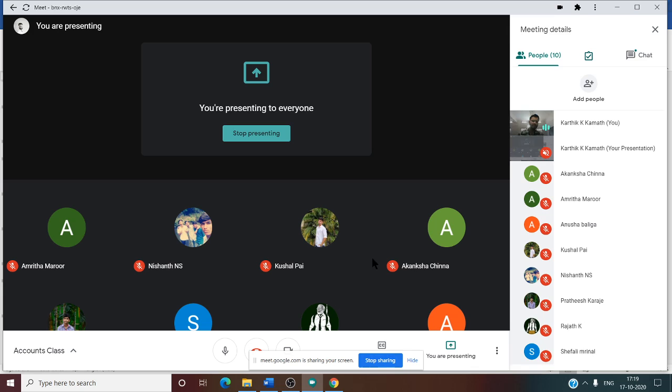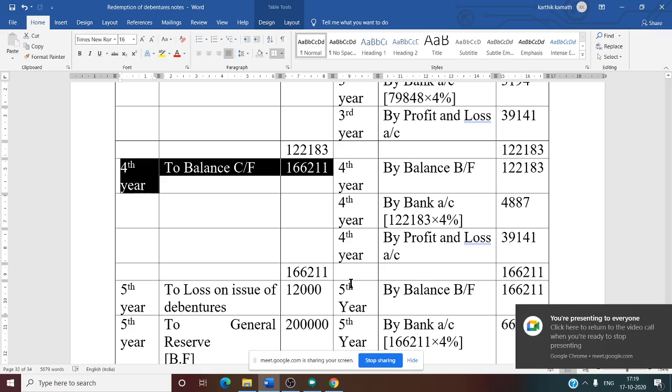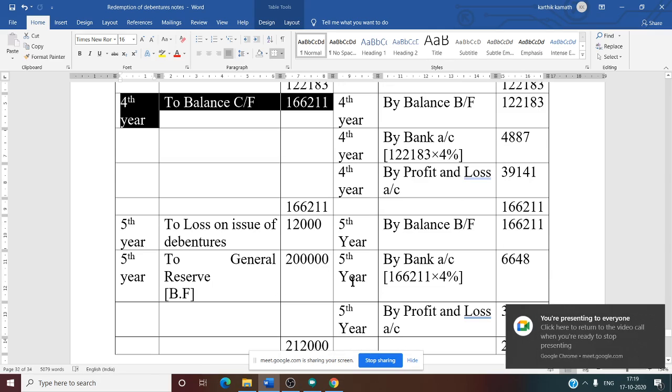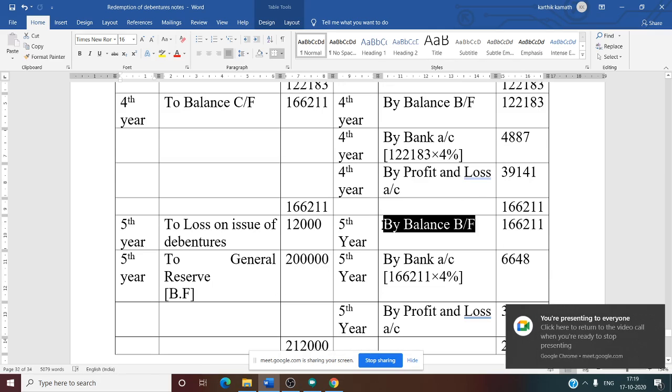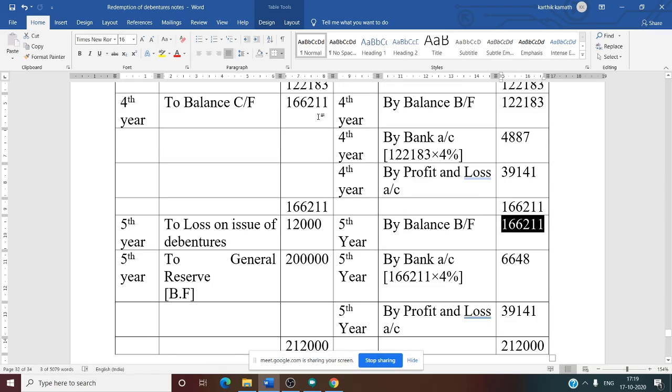Same repeating entry we are going to do. So now fifth year. Now we are going to do it for fifth year. Fifth year opening balance is 1,66,211. This is the closing balance of previous year, brought forward for the fifth year. Fifth year is our last year.